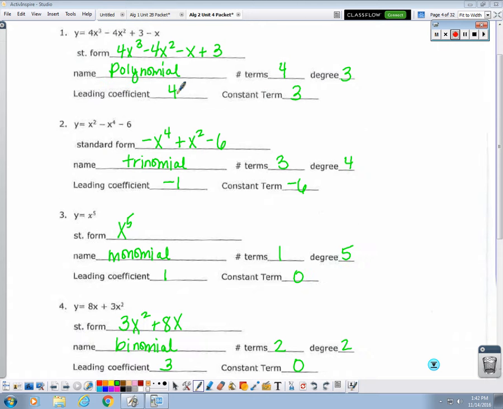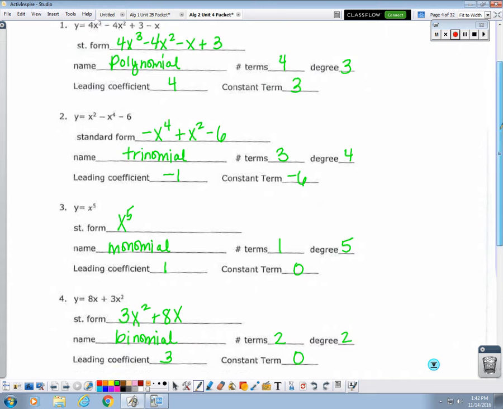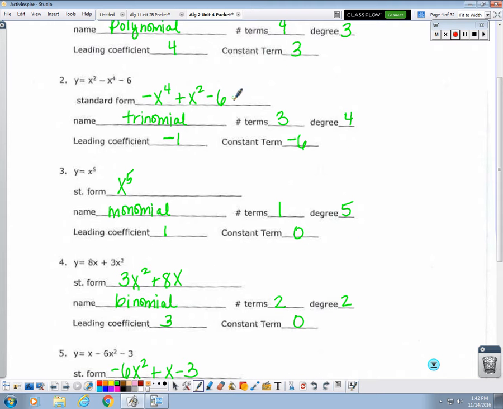It had a leading coefficient of 4, because once it was in standard form, the very first coefficient was a 4, and then the constant, the number without a variable, was 3. Any questions about that one? Okay, number 2. Once it's in standard form, it looks like that. That's a trinomial because it has 3 terms. Degree 4 because 4 is the highest exponent. The leading coefficient is a negative 1 because that's an understood 1 right there. And then the constant value was a negative 6.